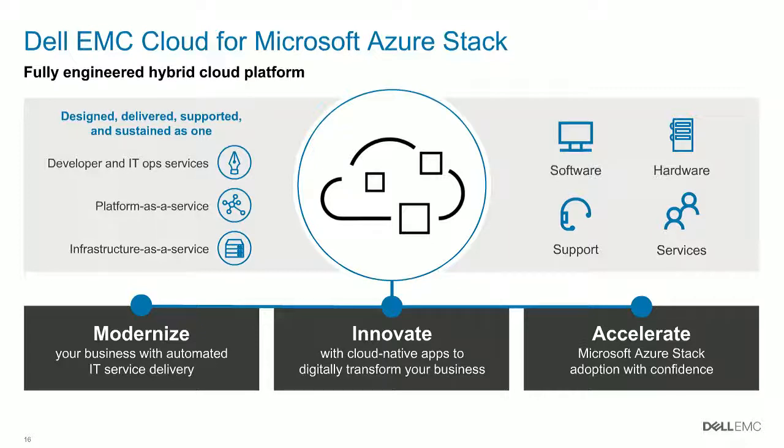Our objective is to enable you to accelerate from hybrid cloud adoption to achieve your IT and digital transformation. Now, I'm going to dive in deeper later in the slides to talk about what that transition means, how you can accelerate towards hybrid cloud adoption and why that is important. But if this is your objective, then Dell EMC Cloud for Microsoft Azure Stack is your fastest and simplest path to Azure Stack. And with it, you can modernize your business with automated IT service delivery for all apps, innovate with cloud-native apps to digitally transform your business, and accelerate Microsoft Azure Stack adoption with confidence. Let's explore those 3 tenets that I just listed off that are also highlighted in the dark gray boxes at the bottom of the slide in more depth.